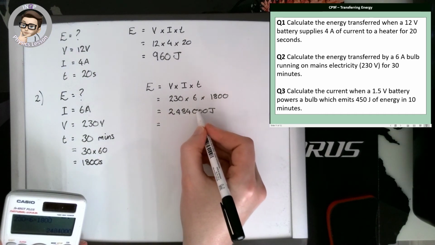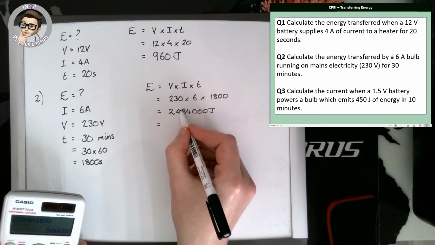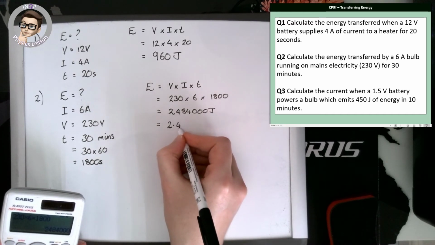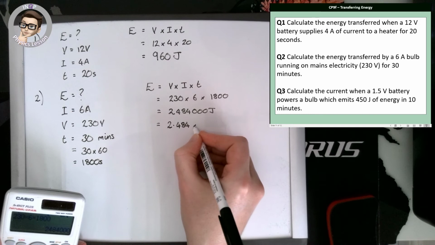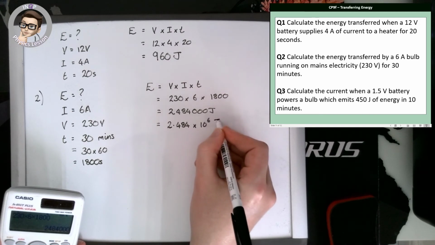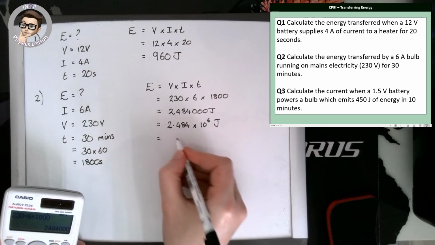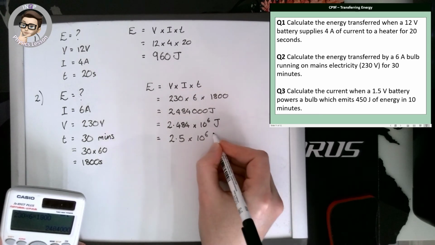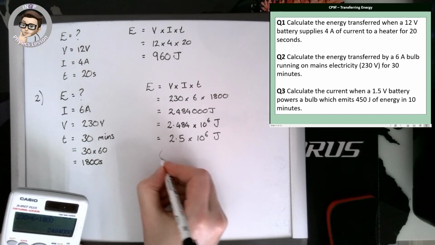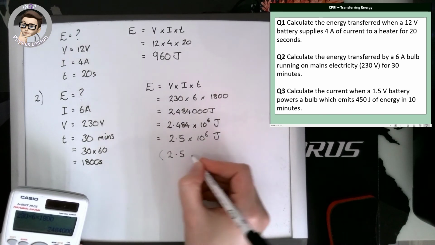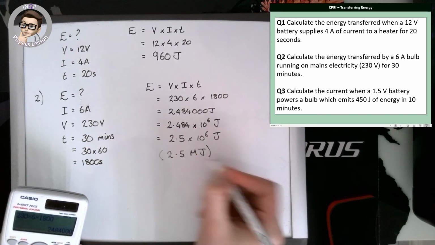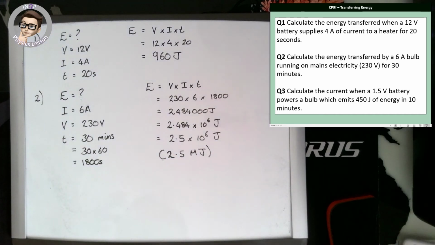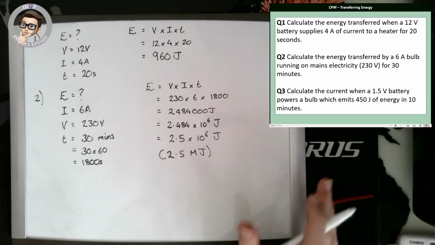So 1, 2, 3, 4, 5, 6 jumps. So this could be 2.484 times 10 to the 6 joules. But because we're going to round it, it's going to be 2.5 times 10 to the 6 joules. In fact, you could even have written it as 2.5 megajoules, because mega is 10 to the power 6. So there's question 2 completed.